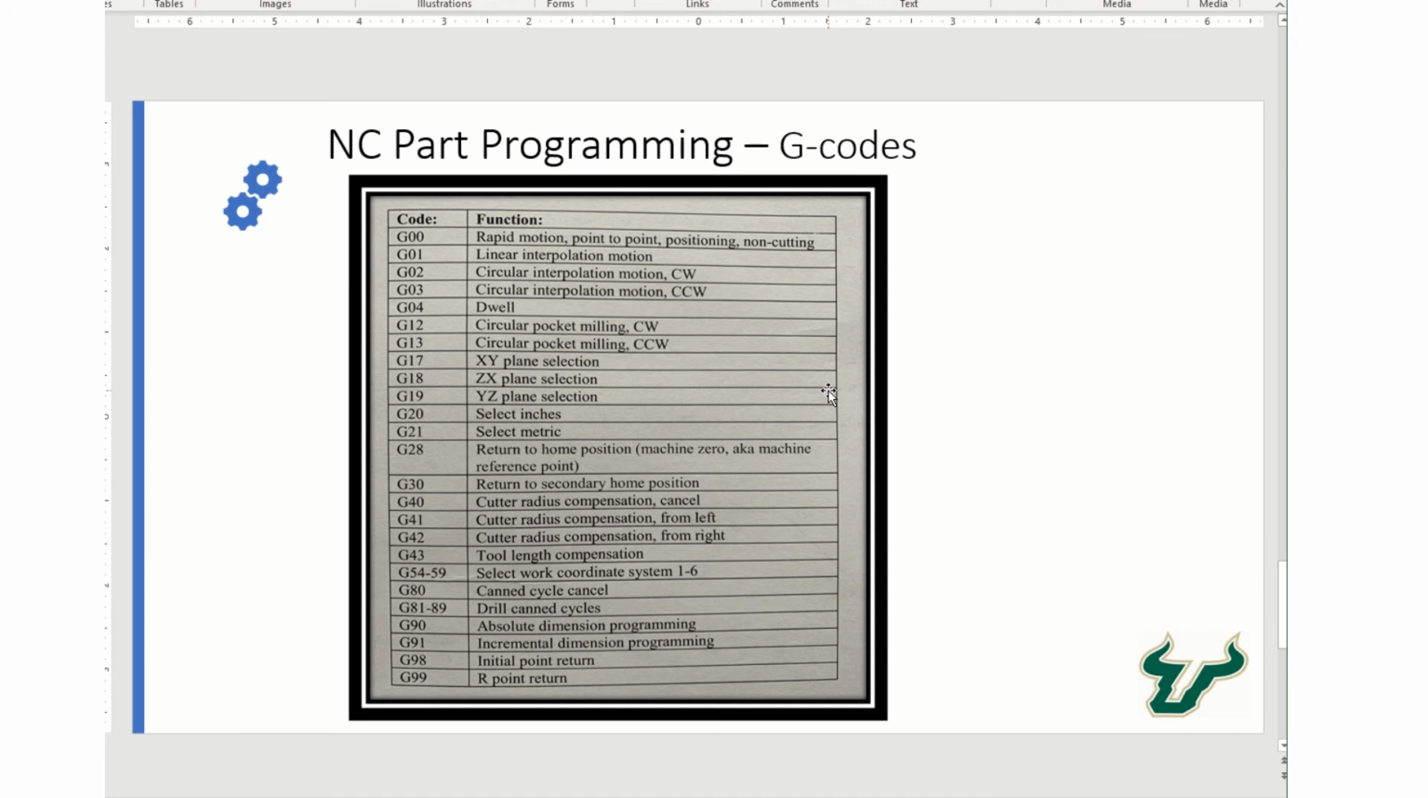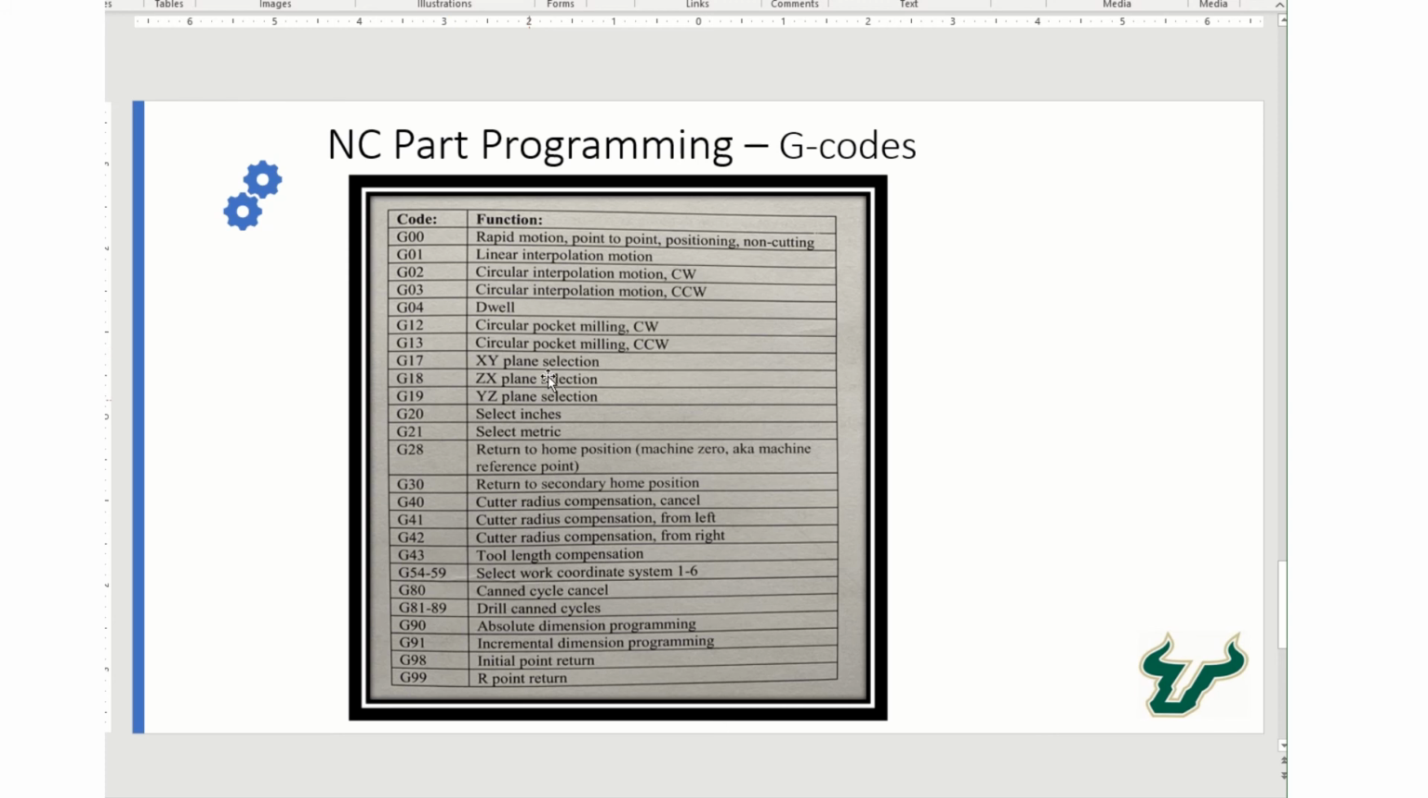Basically this is just used to locate the tool at the right place where you want to start cutting, which is done with the command G01 if it's a linear motion, or G02 if it's a circular motion and it's clockwise. If it's counterclockwise, then you need to use the command G03 for the circular cutting motion of the tool. G04 is basically the dwell. G12, G13 are the circular pockets that you use in the milling machine, based on if it's clockwise or counterclockwise. Accordingly, you have to use these codes.